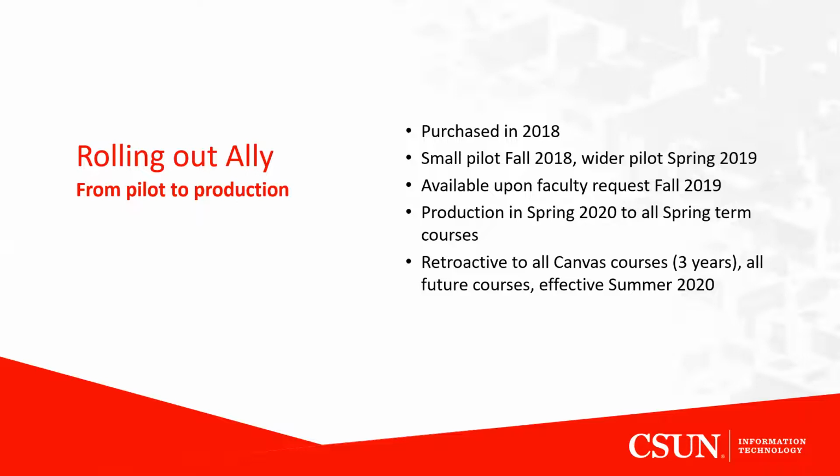So we, at CSUN, at Northridge, we rolled it out a little slowly, perhaps compared to some other campuses. We had pilots first. We had early faculty adopters. Those went well enough that in the fall of 2019, we made Ally available to all faculty on request. And they did request it. And then we opened it up to everyone in the spring. And just this past summer, we made it so Ally is available on everything in Canvas, everything in the past, and everything moving forward.